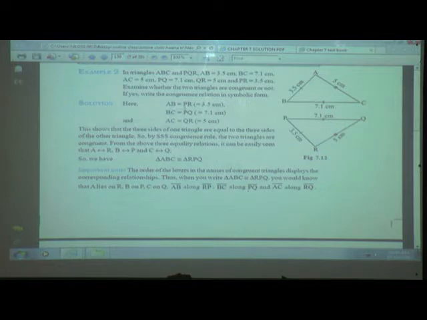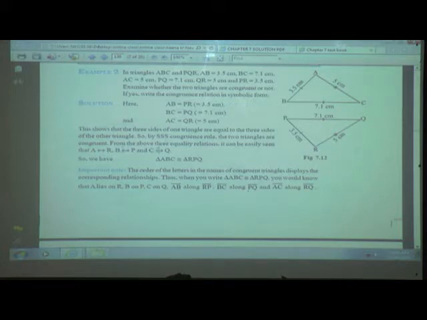Here AB is equal to PR as it is 3.5 centimeter, BC is equal to PQ as it is 7.1 centimeter, AC is equal to QR as it is given as 5 centimeter. This shows that the three sides of one triangle are equal to the three sides of the other triangle. So by SSS congruency rule, the two triangles are congruent.